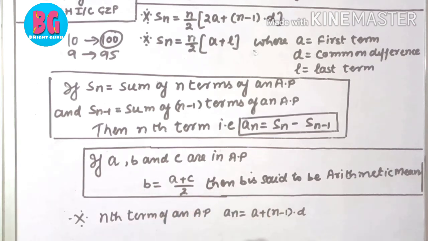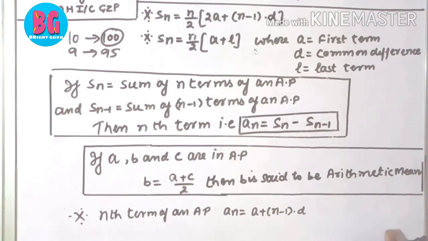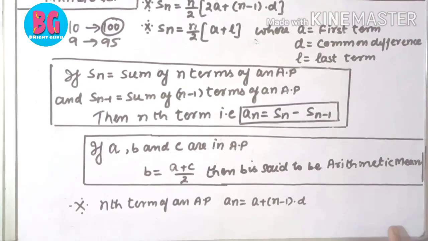Students, if three numbers A, B, C are in AP, then B is equal to A plus C by 2. Then B is said to be the arithmetic mean. And we also know that the nth term of an AP is given by the formula An equals a plus n minus 1 into d.